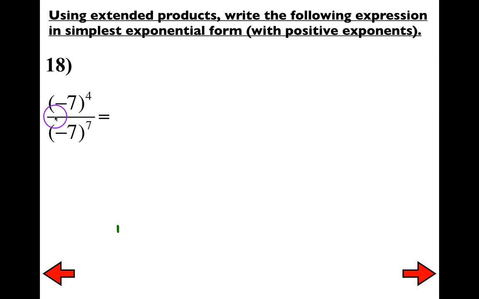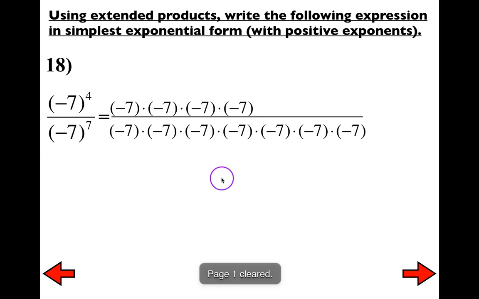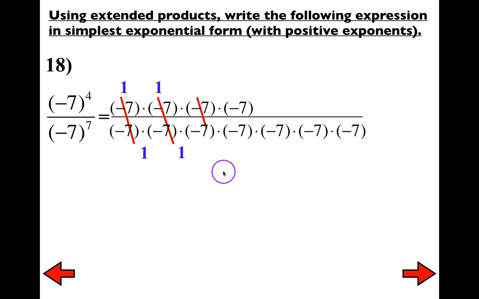Okay, let's see how well you did. I'm going to go ahead and write -7 to the 4th power 4 times. And then in the denominator, I'm going to write -7 7 times. I'm going to cross cancel. -7 divided by -7 is 1. I keep going until there's nothing left. Here, what's my numerator? I'm left with 1 times 1 times 1 times 1, which is just 1. Here, I'm left with a base of -7 repeated 3 times.